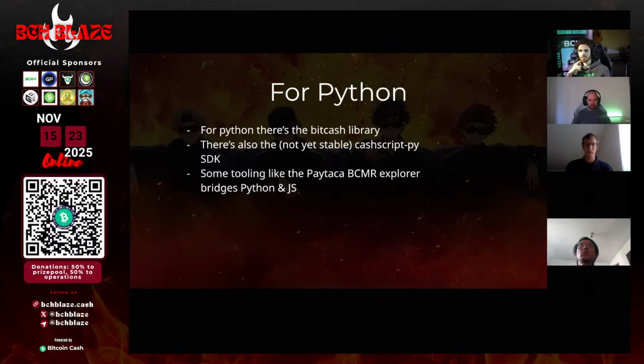There's also an open source project from Paytaca called the Paytaca BCMR Explorer, which bridges Python and JavaScript. So it does use some CashScript SDK functions, but it's able to call these from JavaScript. So if you're thinking about building in Python, then these might be some handy references. Either directly integrate with the upcoming CashScript-Py, or make a bridge somehow and maybe then refer to Paytaca's codebase for the BCMR Explorer if you're a Python developer.